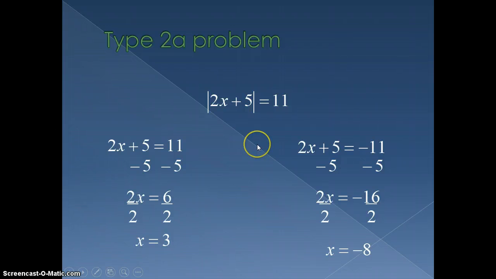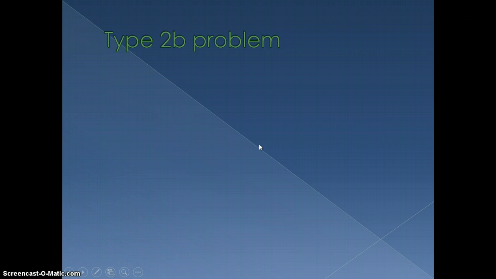So let's take a look at a slightly more complicated problem. I call this type 2b. It's essentially the same thing. Notice I have my variable expression inside, but there's still something outside the absolute value. So again, I have to isolate this guy right here, get him all by himself. And to do that, I'm going to divide both sides by 4. So I'm just using my algebra.